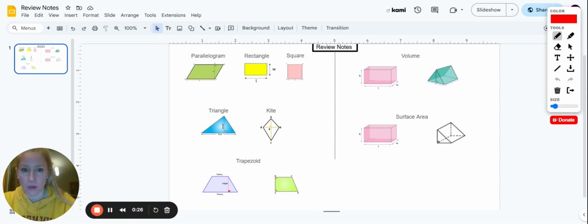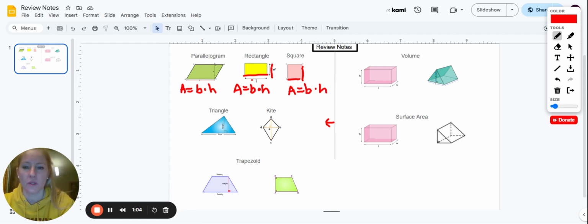The first shape, this left side over here, these are all the two-dimensional shapes, and we're finding the area for all of these. So for parallelogram, the area formula is base times height. And then for rectangle, a lot of times kids were taught length times width. That's the same thing as base times height if you look at it. So we'll write area equals base times height for the rectangle too. Hey, guess what? Base times height also gets you the area of a square.